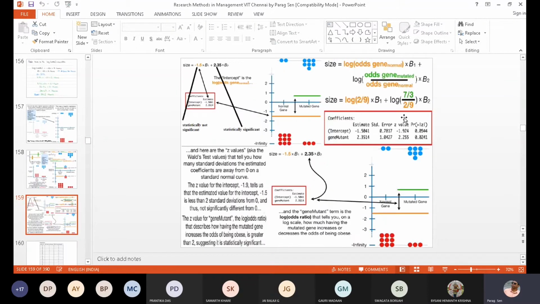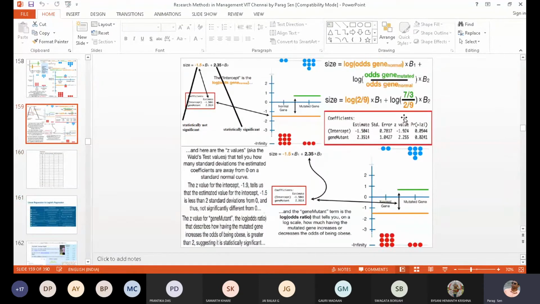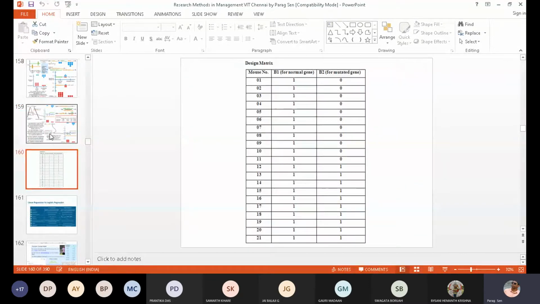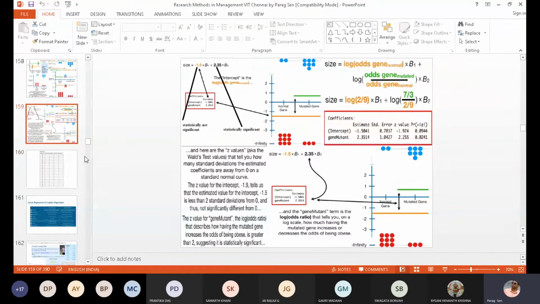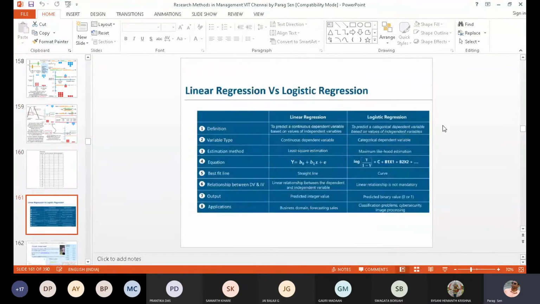I'm not going into that much detail on these things, but if you put these values and select the logistic regression option in Minitab, you can very easily find all those coefficients. It will calculate them automatically. These kinds of equations will be provided automatically by the Minitab software. You don't need to do all these things. Even if you do not know, there is no problem.